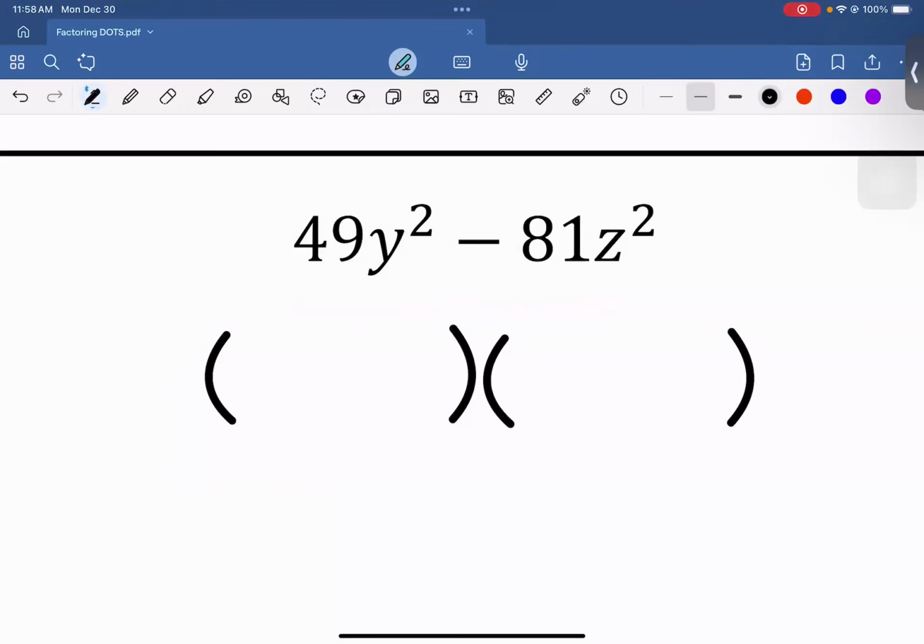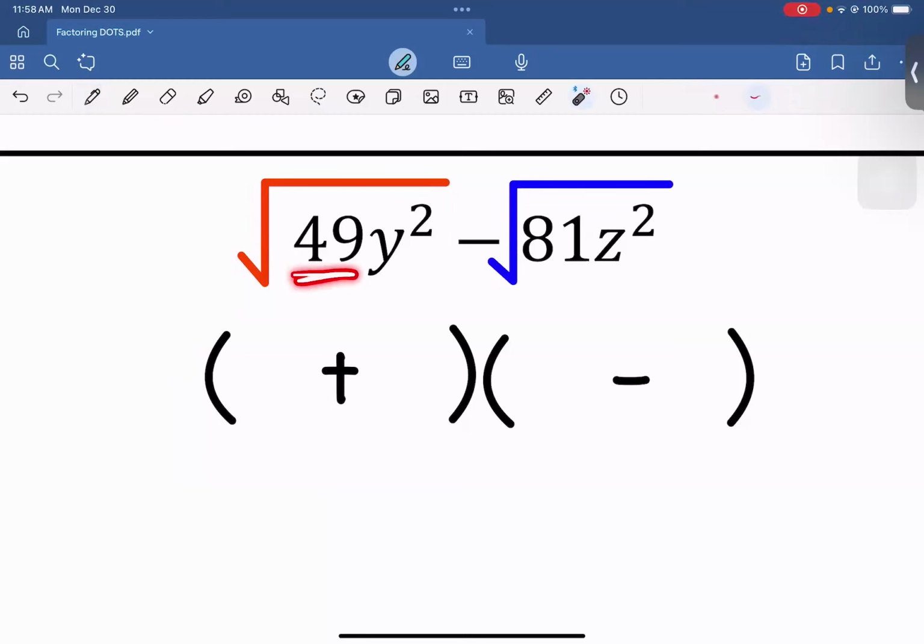Okay. I'm going to put my plus and my minus in the middle. And then again, all we're doing is taking the square root of both sides. Boom. So we know that the square root of 49 is going to be 7. So I'm going to put a 7 here, 7 here. We know whenever we're dealing with these exponents and variables, we're dividing it by 2. So we're just going to have a y to that invisible 1 power. So we have 7y, and then we're going to do the same thing to the other side.